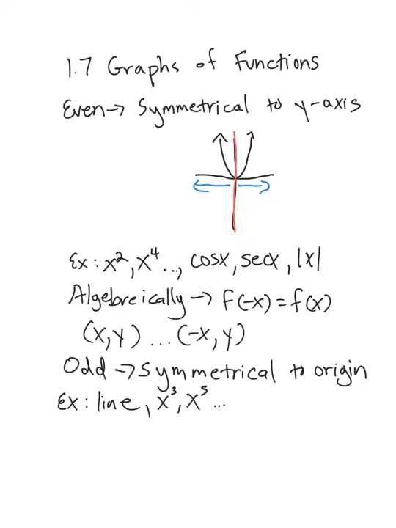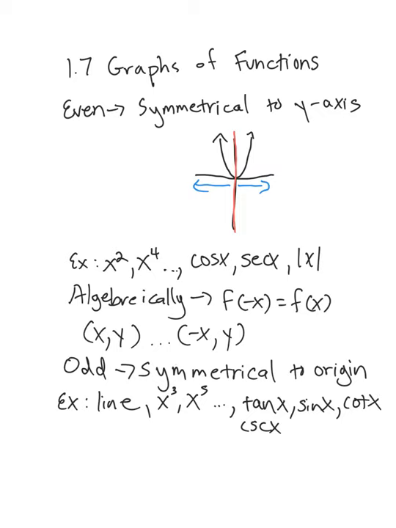Anything with x to an odd integer, so x to the third, x to the fifth, etc. Our tangent of x and sine of x are also odd functions, and their inverses. So cotangent of x and cosecant of x are also odd functions.